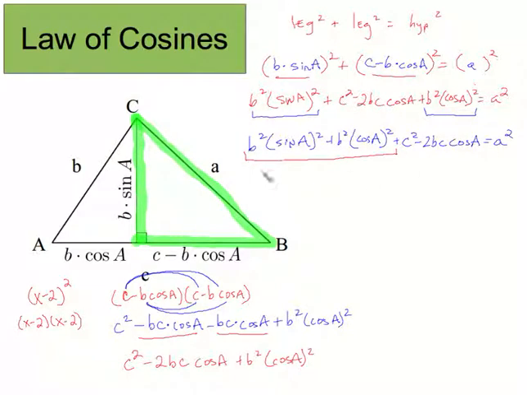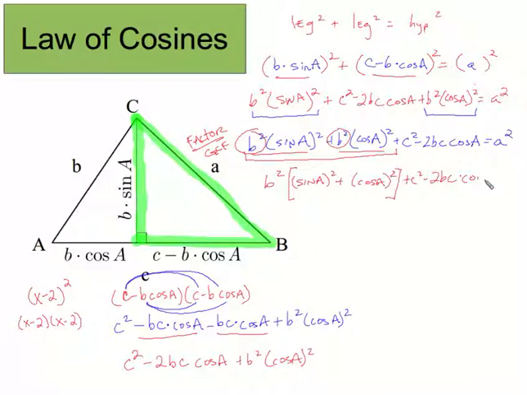As I look at this, I will remember how to factor polynomials by something called the GCF, the greatest common factor. Both of these terms have a b squared in them. And so that means I could factor out this b squared and rewrite it as a distributive property problem. And that's going to give me b squared times sine of A squared plus cosine of A squared, plus c squared minus 2bc times cosine of A equals a squared.